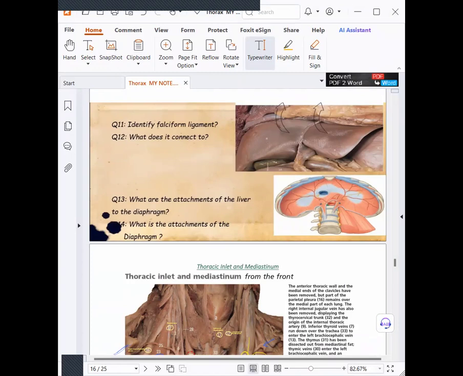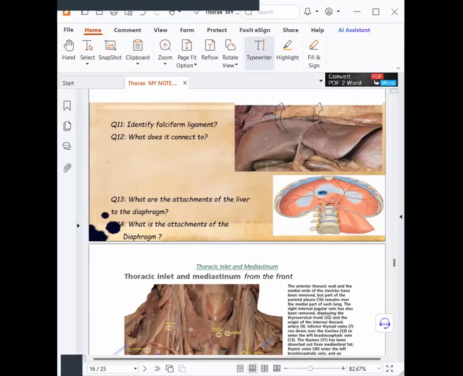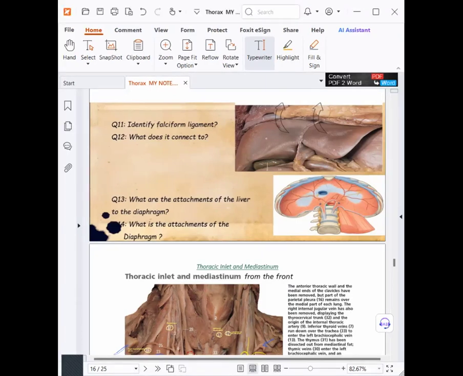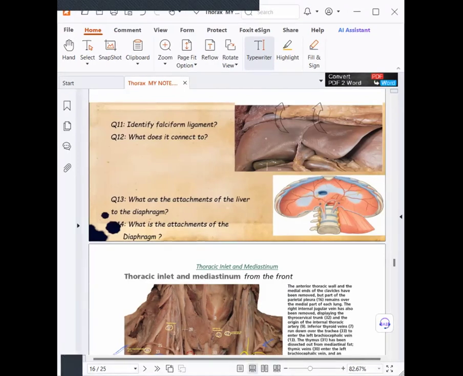What are the attachments of the diaphragm? Diaphragm anteriorly with the xiphoid process of the sternum and lower six costal cartilages, and posteriorly with the lumbar 1, 2, and 3 vertebrae and the tip of the transverse process of L1.